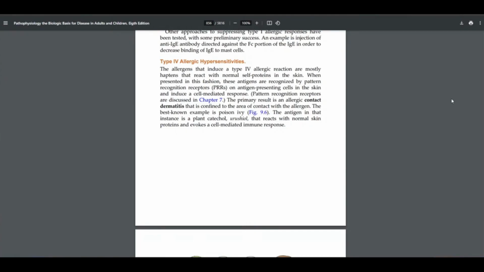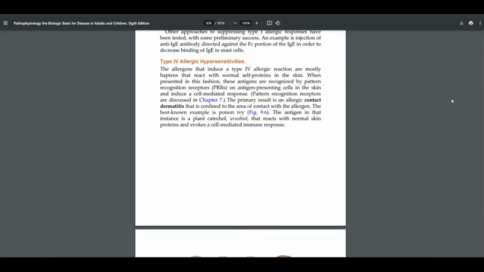The allergens that induce a type 4 allergic reaction are mostly haptens that react with normal self-proteins in the skin. When presented in this fashion, these antigens are recognized by pattern recognition receptors, or PRRs, on antigen-presenting cells in the skin, and induce a cell-mediated response. The primary result is an allergic contact dermatitis that is confined to the area of contact with the allergen.